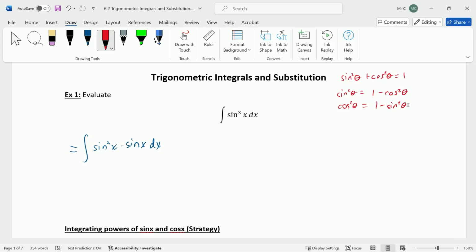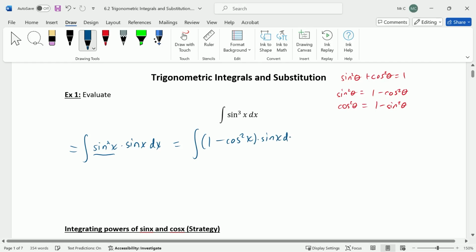So the reason that this is valuable is because I know that the derivative for sine is cosine and the derivative for cosine is negative sine. And so when I can convert between those two expressions, I can write this thing in a way where I can do a u substitution. So I'm going to replace sine squared of x with 1 minus cosine squared of x times sine of x dx.